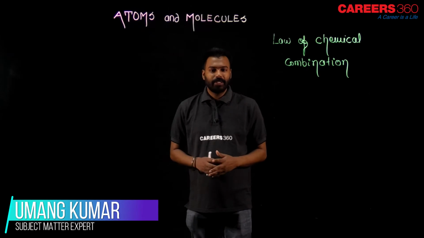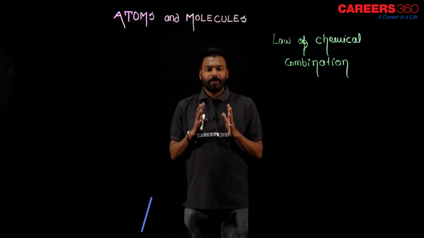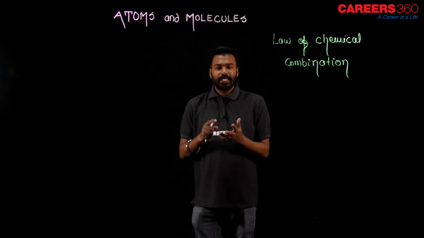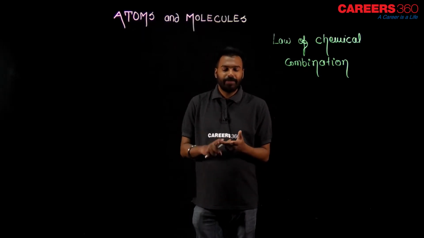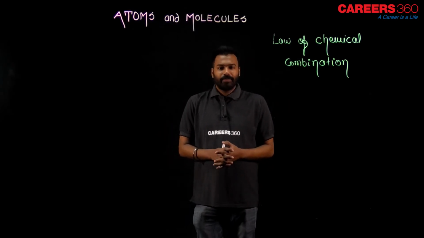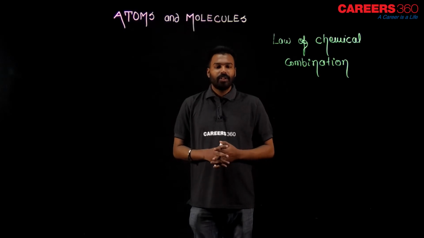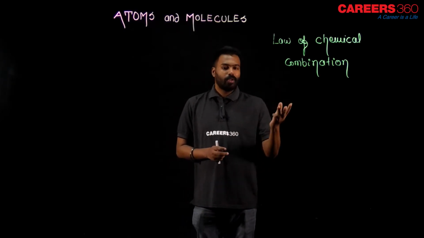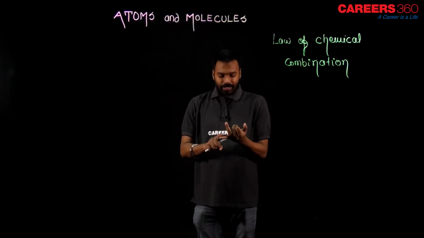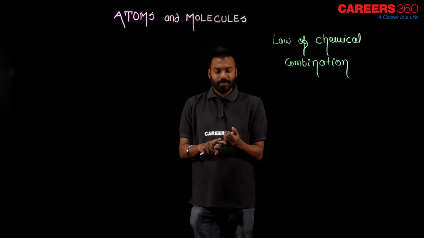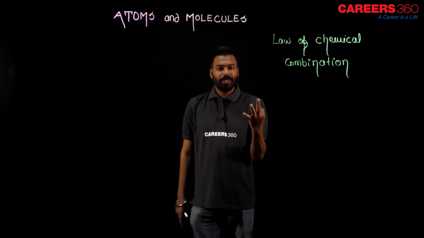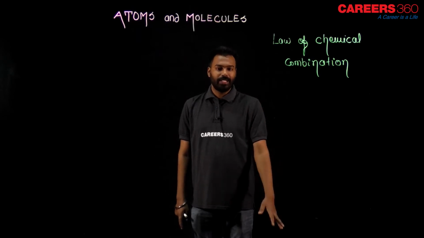In this particular law, we study 5 major topics: Avogadro hypothesis, Gay-Lussac's law, law of definite proportion, law of multiple proportion, and others. But here in class 9th, we teach only 3 topics from the law of chemical combination: one is law of multiple proportion, second is law of mass conservation, and third is law of constant proportion or definite proportion. These 3 topics only we teach in class 9th.